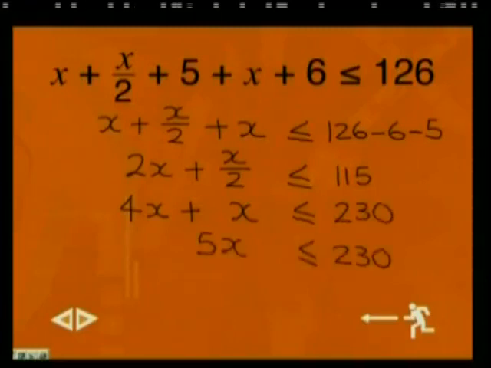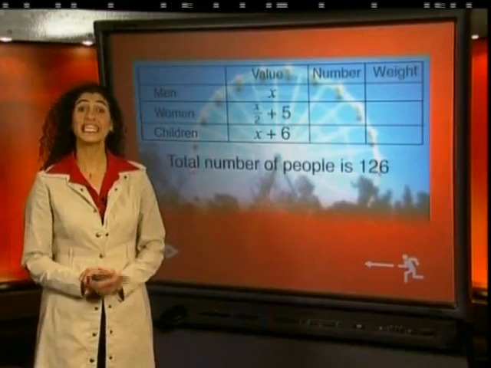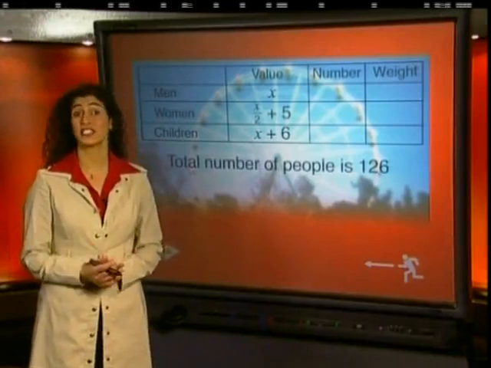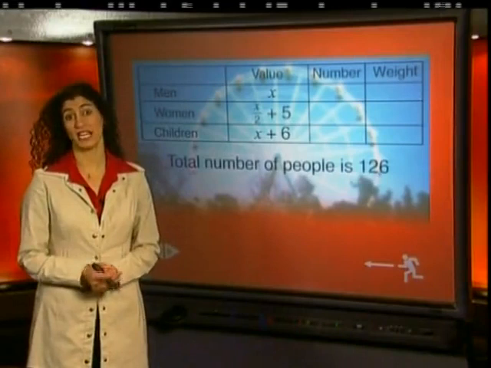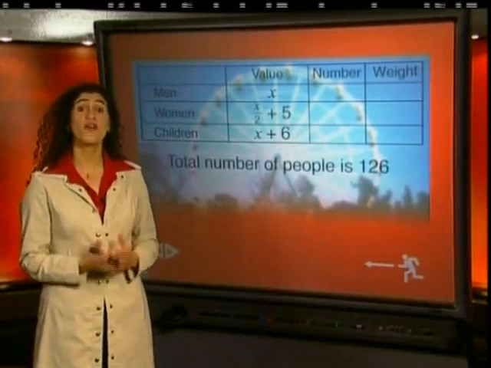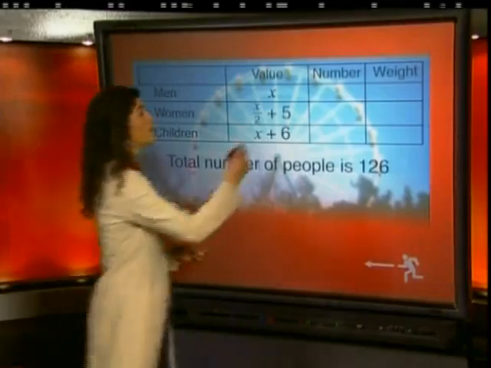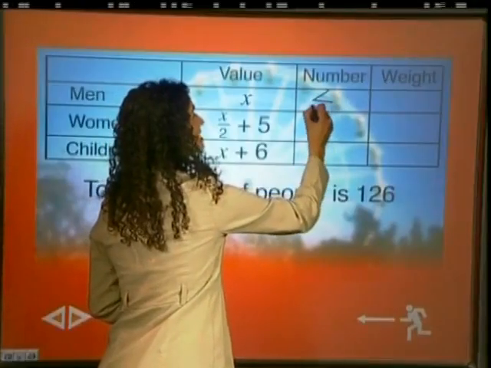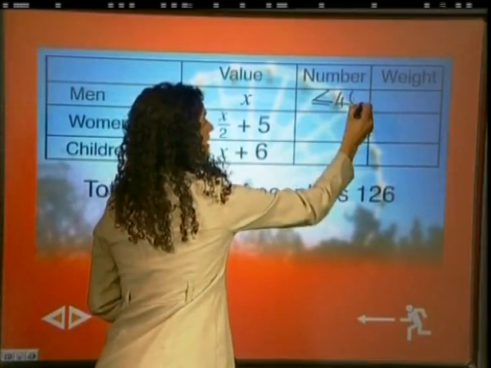We get X is less than or equal to 46. Now, we can feed in what we know X is to the values for men, women, and children. The value for men is just X, so there are 46 or less men on the big wheel, and we write it as less than or equal to 46.